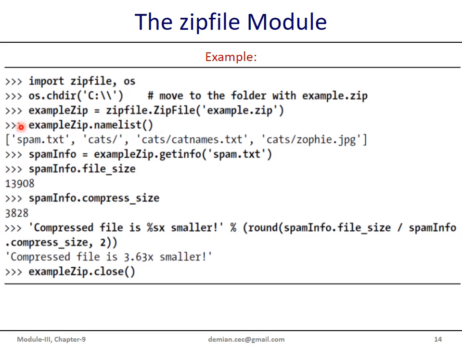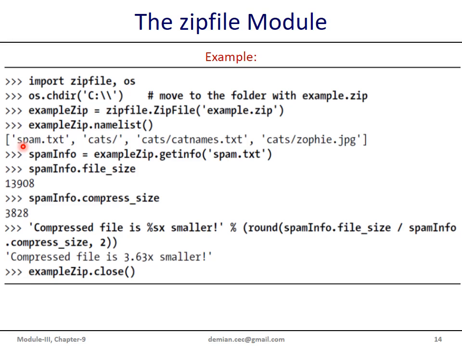This returns strings representing all the files as well as the folders present in the zip file, that is example.zip. And if you want to get the information about a particular item within the zip file, we have to use the zip file object example.zip with the method getInfo, and we have to pass the string representing the item that is returned from the namelist.